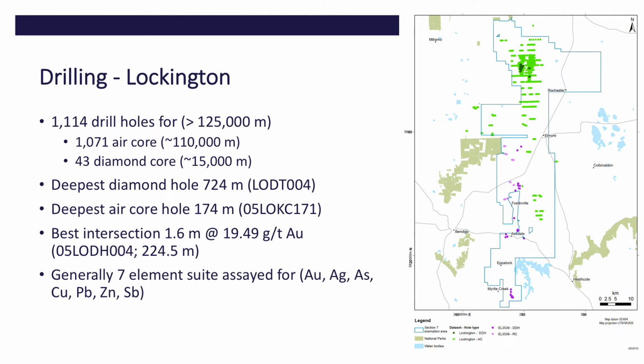Again, it's a fairly narrow suite of elements that have been tested for. In most cases, it was only 7. And you can see from the map, a huge portion of the area is untested by diamond drilling, which we know is crucial for understanding the structure of these high-grade orogenic gold targets.